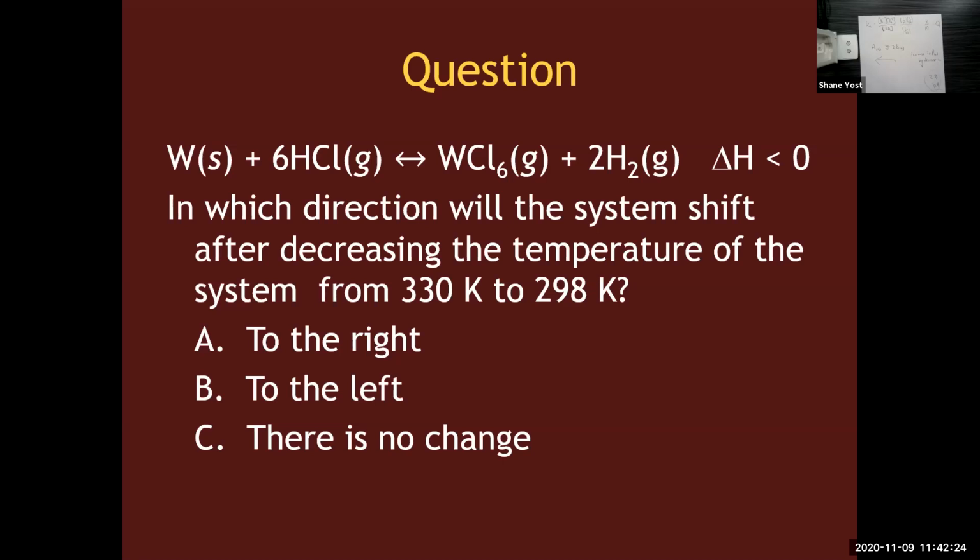And decreasing the temperature is effectively decreasing the available heat, if you will. So that's removing some product. And so a decrease in temperature for an exothermic reaction causes the equilibrium to shift to the right, to form more products. So A here, to the right, is what will happen when you decrease the temperature from 330 Kelvin to 298 Kelvin for an exothermic reaction. An endothermic reaction has the exact opposite effect.